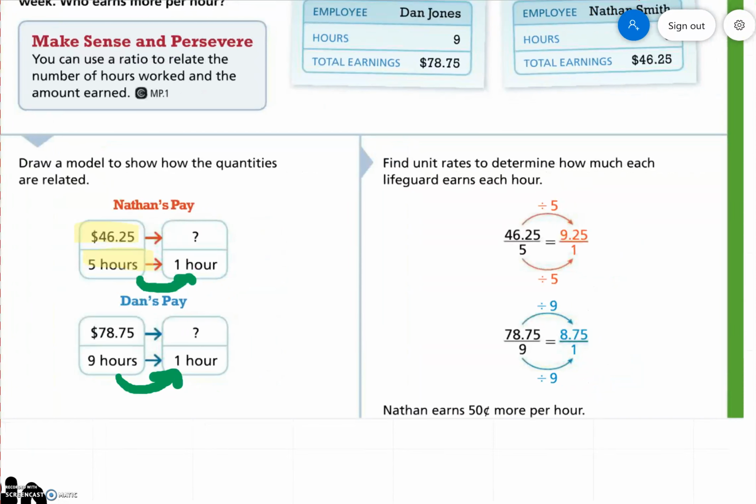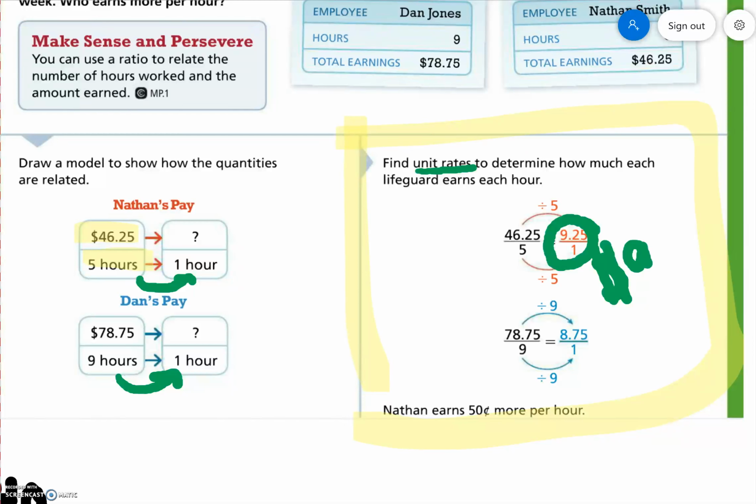So we find what's called the unit rate. Unit rate is one of your vocab words. Okay? So we need to compare, and we need to think, how can we make 5 go to 1? Well, we can divide by 5. Whatever you do to the bottom, you do to the top. So 46.25 divided by 5 equals 9.25 over 1, meaning he makes $9.25 per hour. Now Dan, same thing.